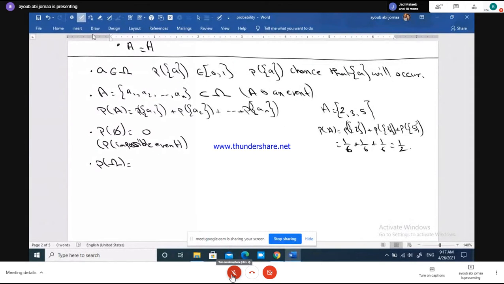In rolling a die, it won't say to you that the probability of 1 is 1 over 6, the probability of 2 is 1 over 6. You can find it. Okay. Yeah.